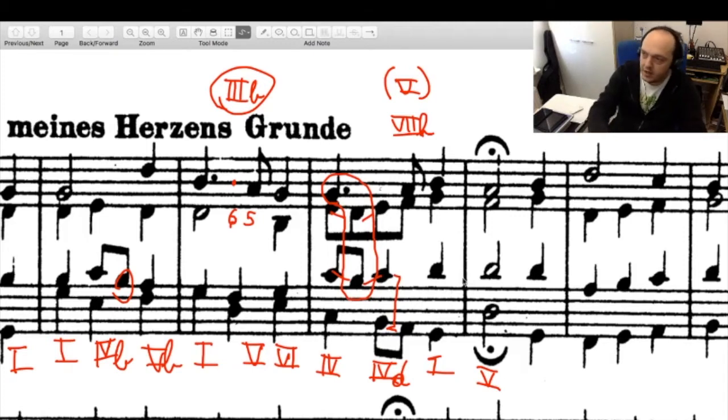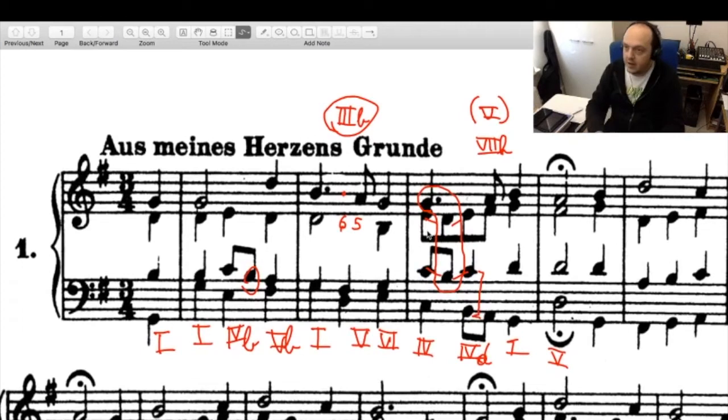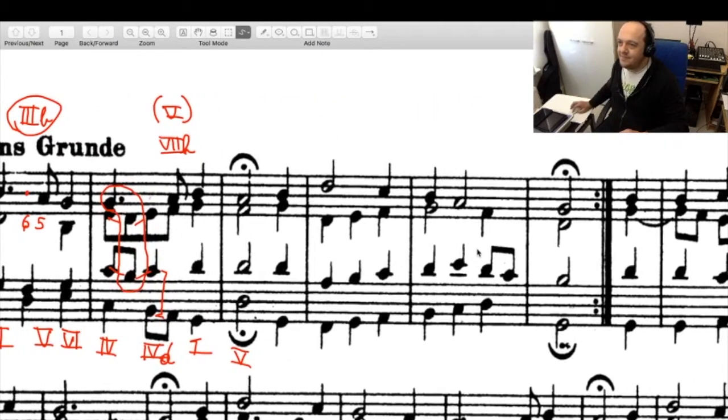So I think I played that already. Let's play that again. Let's see. My sight reading is just as bad as my German, so dissonance. Okay. All right. Next. Let's see if I can read that. Next phrase, next cadence. All right.